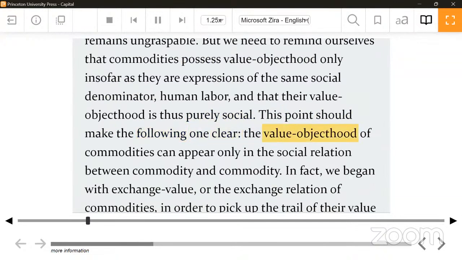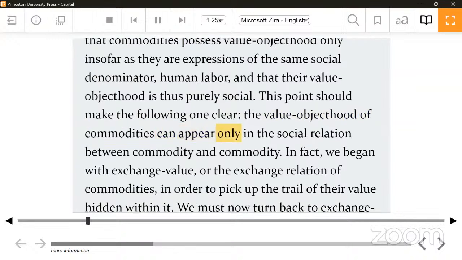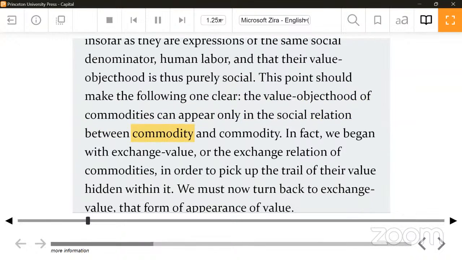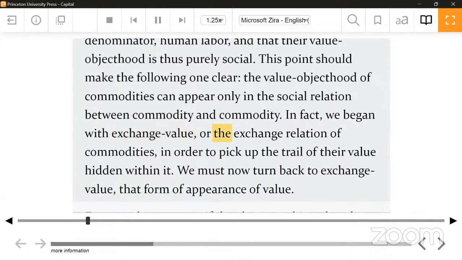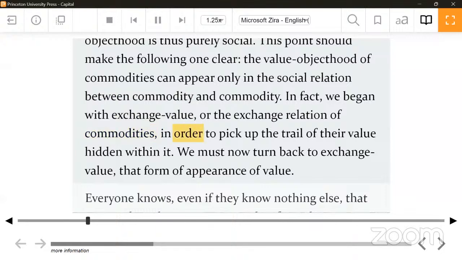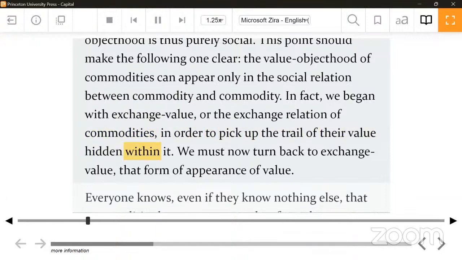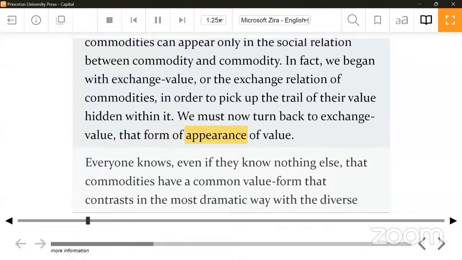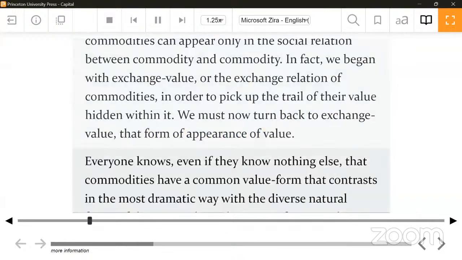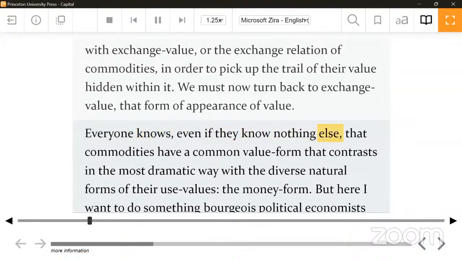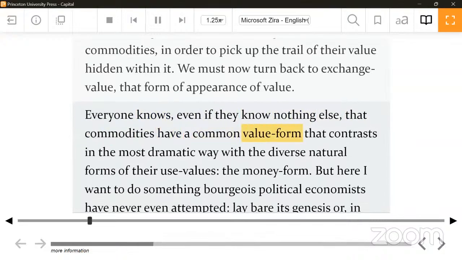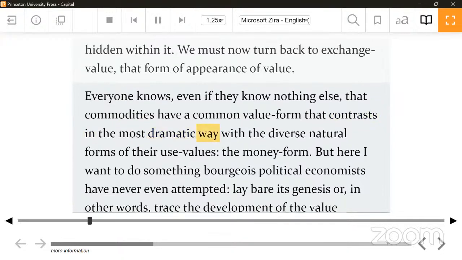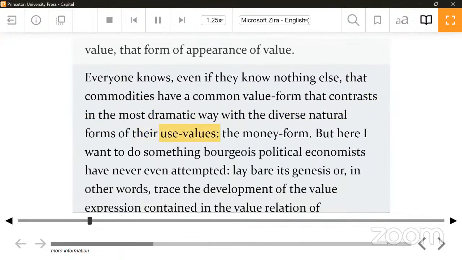This point should make the following one clear: the value objecthood of commodities can appear only in the social relation between commodity and commodity. In fact, we began with exchange value, or the exchange relation of commodities, in order to pick up the trail of their value hidden within it. We must now turn back to exchange value, that form of appearance of value. Everyone knows, even if they know nothing else, that commodities have a common value form that contrasts in the most dramatic way with the diverse natural forms of their use values: the money form.